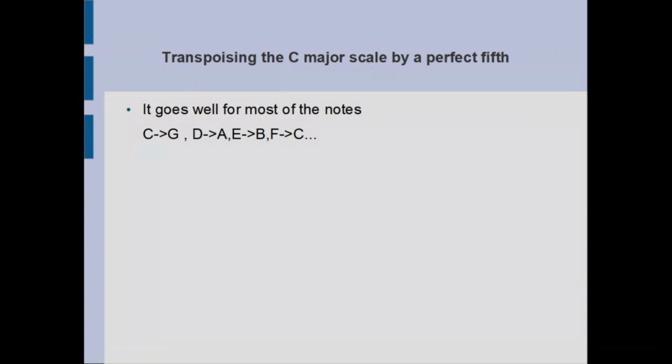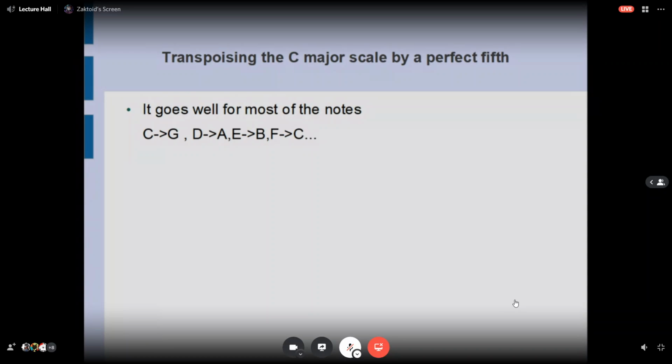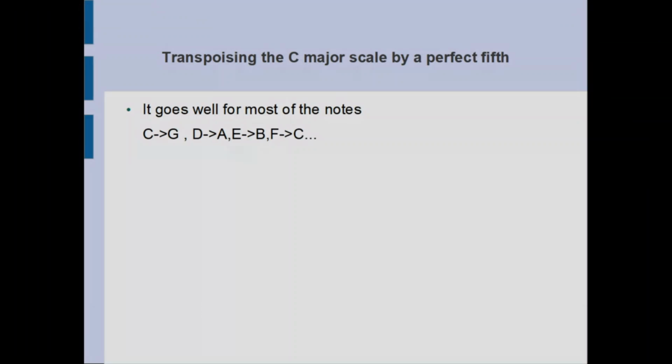Now we will transpose. We have the C major scale. It's all natural notes: C, D, E, F, G, A, B, C. I will transpose it by a perfect fifth. Why did I pick a perfect interval? Because when we transpose by a perfect interval, it goes well for most of the notes. Like C becomes G, D becomes A, E becomes B, F becomes C.